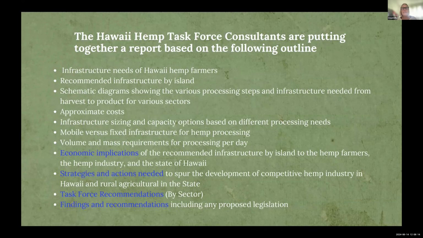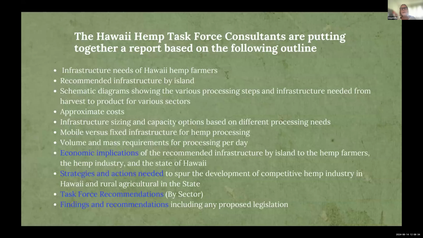Infrastructure needs of Hawaii hemp farmers, recommended infrastructure by island, schematic diagrams showing the various processing steps and infrastructure needed, approximate costs, infrastructure sizing and capacity options, mobile versus fixed infrastructure, volume and mass requirements for processing per day.